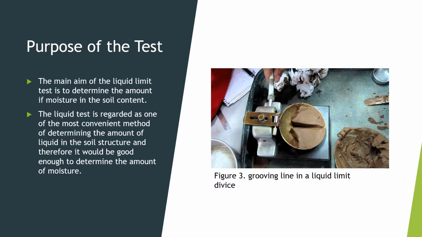The purpose of the test. The main aim of the liquid limit test is to determine the amount of moisture in the soil content. It's as simple as that. Just to know how much water we have in the soil. And after we get the results, we take it to the lab and we can classify the soil.